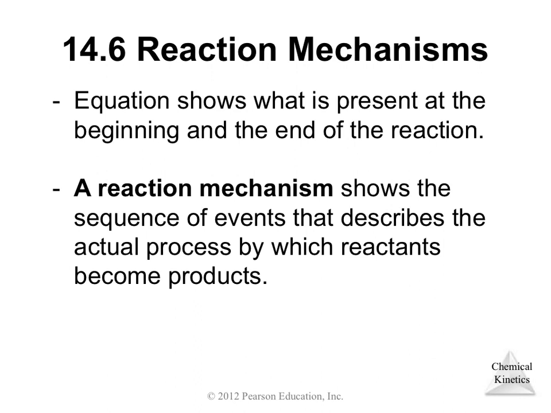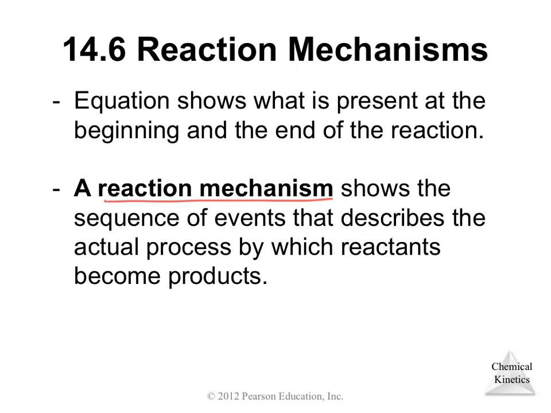So usually for a reaction, we'll write an equation. And an equation just shows what you are starting with and what you are ending with. It doesn't tell you any of the information about how the reaction proceeds, what we see in the middle. So in order to figure out how a reaction actually occurs, we have to look at a reaction mechanism.